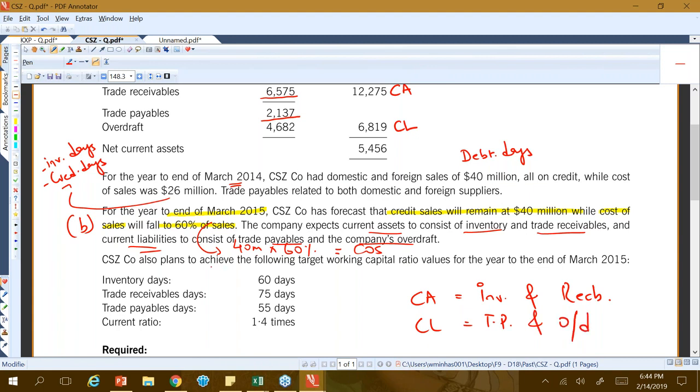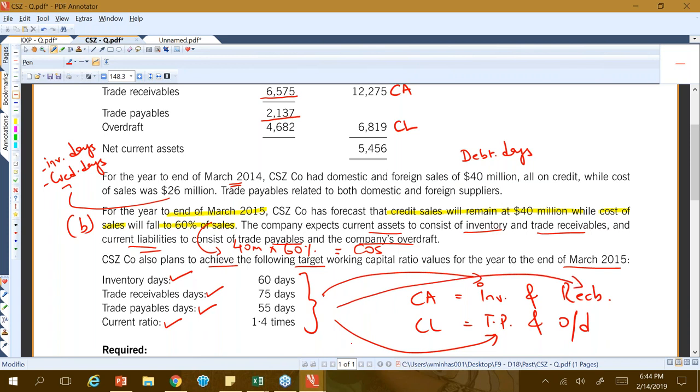CSE also plans to achieve the following target working capital ratio values for the year end of March 2015. So these are the inventory days given, receivable days given, and the payable days given, and the current ratio. I'm going to use all this data to work out these 4 things. Now, this is what the students do not like doing, and this is what we have to do today to be comfortable with this area.